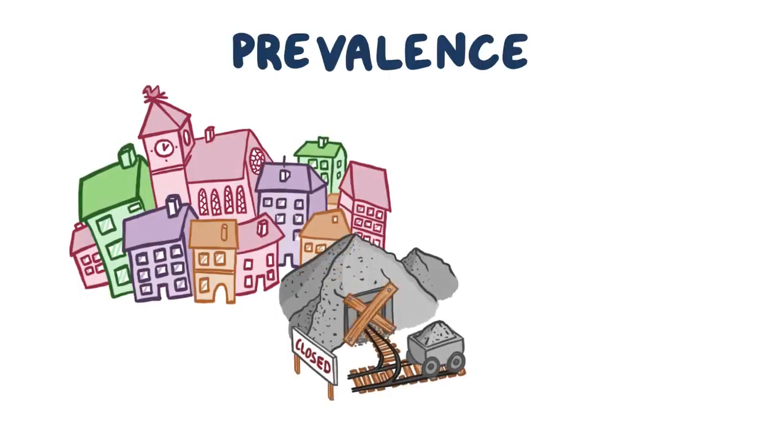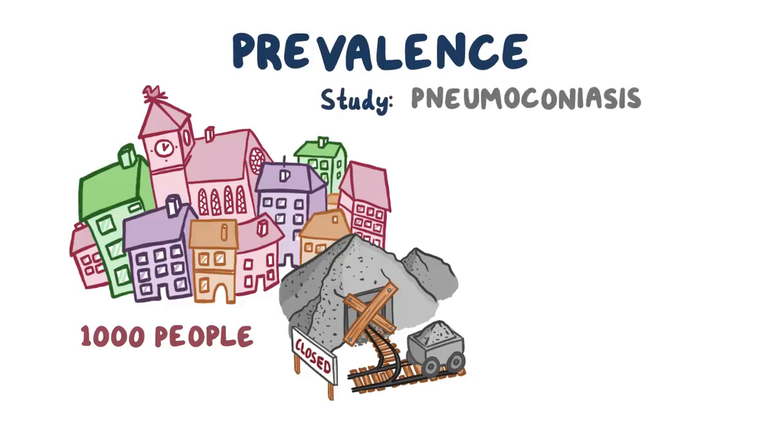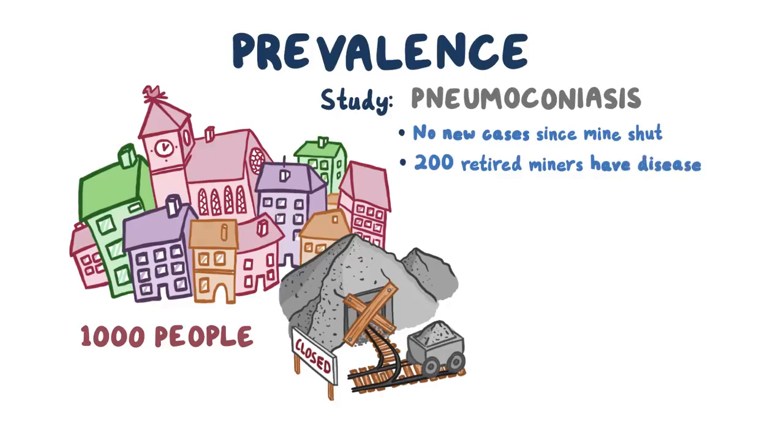Okay, let's do another example. This time to calculate prevalence. Let's say there's a town of 1,000 people. The town used to have a coal mine, but it's been closed for many years because the coal mining company went out of business. Now let's say there's a research study on pneumoconiosis, a chronic lung disease caused by inhaling coal dust. It turns out that there aren't any new cases of pneumoconiosis since the coal mine shut down, but there are about 200 retired miners in the town who have the disease.